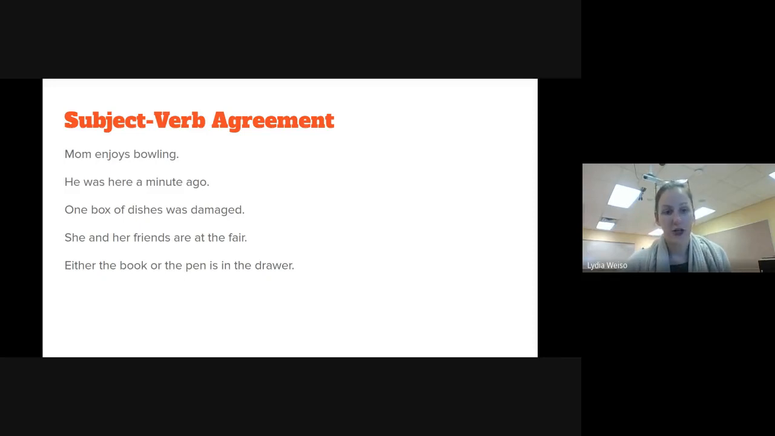And then finally, if you see construction like either the book or the pen, that's telling you that it's only going to be the one thing or the other thing. It's not going to be both. So because it's just going to be one thing or the other thing, you're going to use the singular form. So either the book is in the drawer or the pen is in the drawer. So we use is. And just to show that to you visually, Mom, he, one box, she and her friends, either book or the pen.